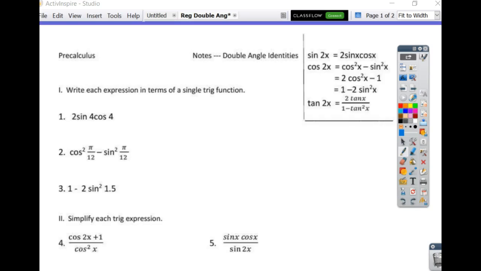Okay, so today what we're going to do is called double angle identities. So it's like playing the game, but with specific formulas.